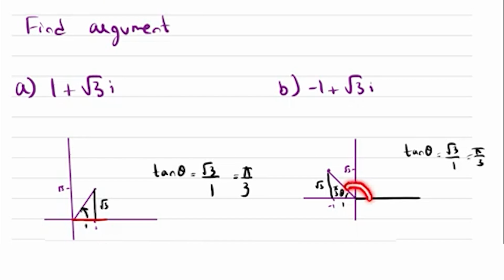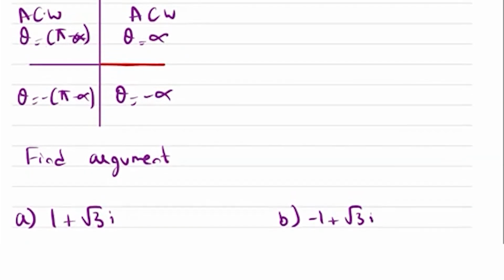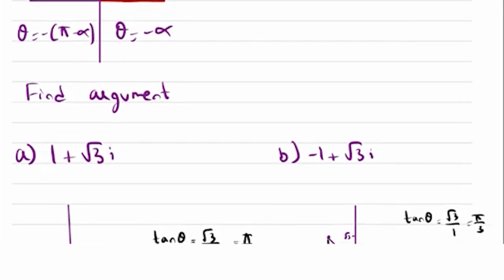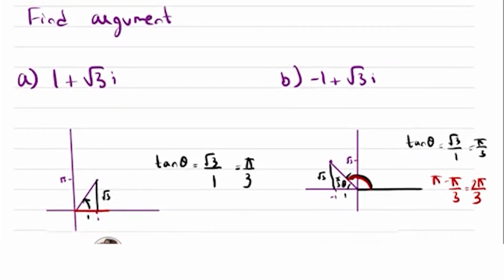You need this part. How will you get this? One straight line is what? Pi. So in order to get this part, it's going to be pi minus pi upon 3. That's 2 pi over 3. Do you get this? I have made this here. Pi minus theta. Do you get this? If it lies in the second quadrant.